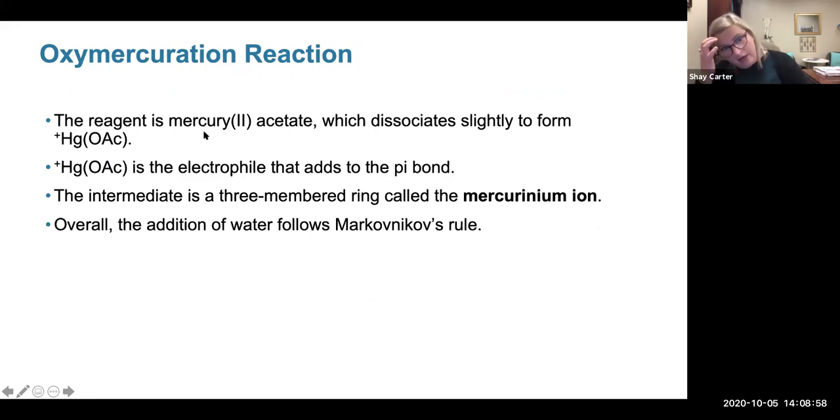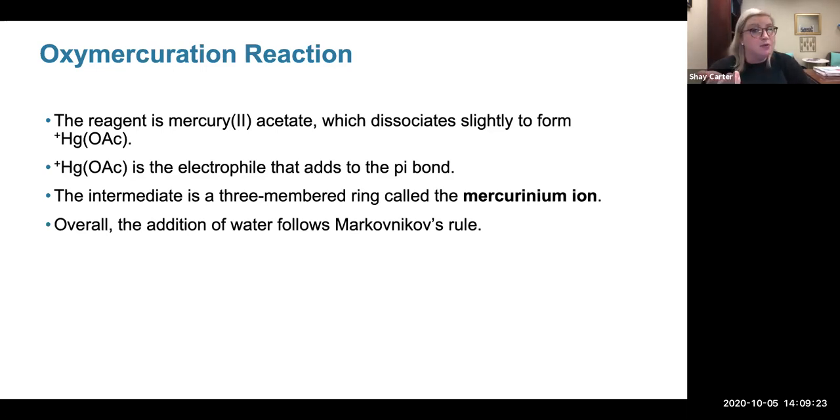Okay, the rearrangement is mercury 2 acetate. It dissociates slightly to form an ion, okay? And it's an electrophile that adds to the pi bond, okay? So the Hg plus is the electrophile that adds to the pi bond. So the pi bond reaches out and attacks that ion.